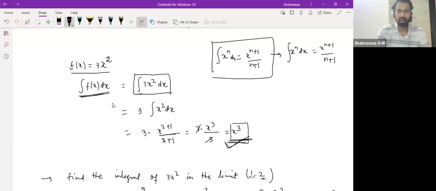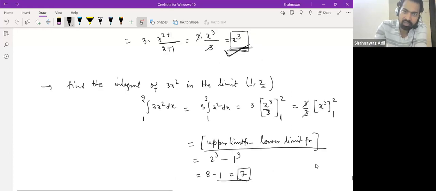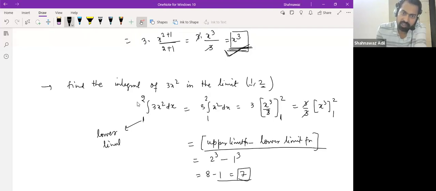Now I place the limit on this integral, and the limit is 1 and 2. So this is the lower limit and this is the upper limit. When I integrate, I get x cube by 3 again. And 3 is a constant, so it is taken outside, the 3s cancel, and I have x cube. Now the function is x cube, right?